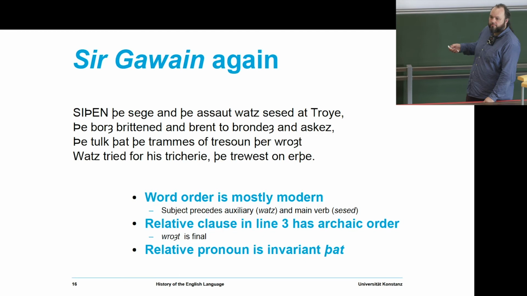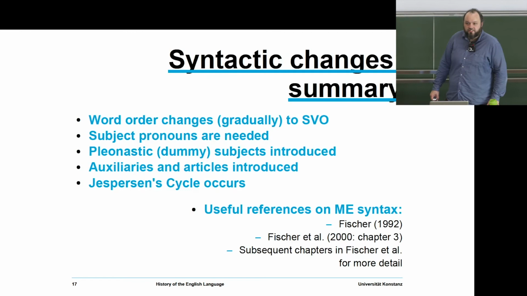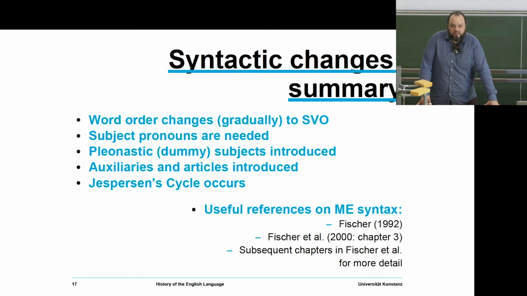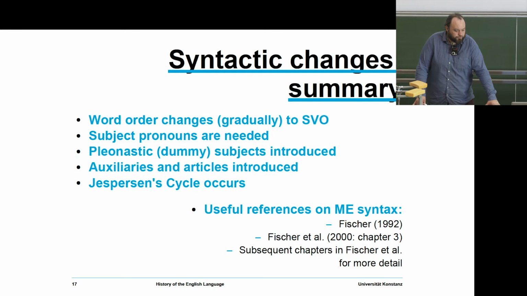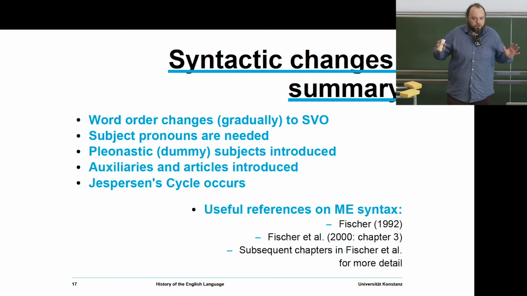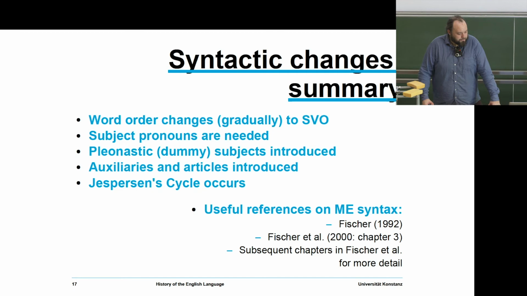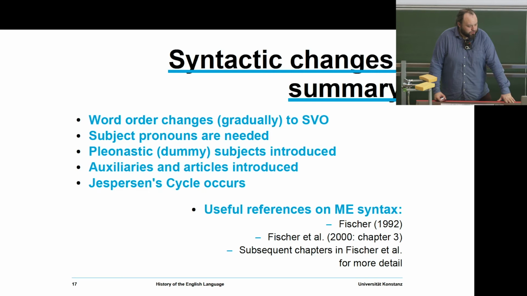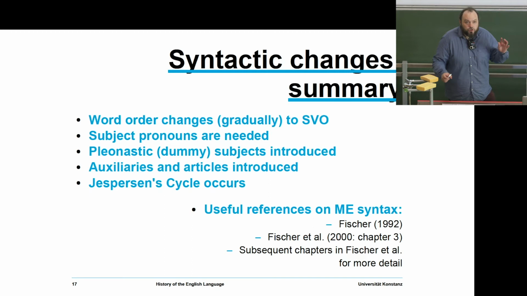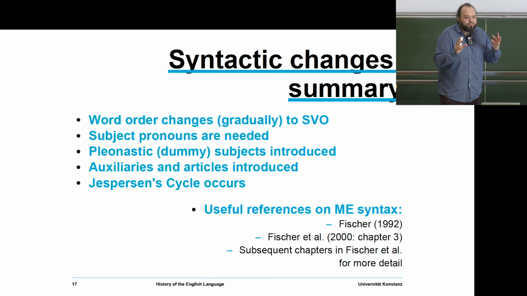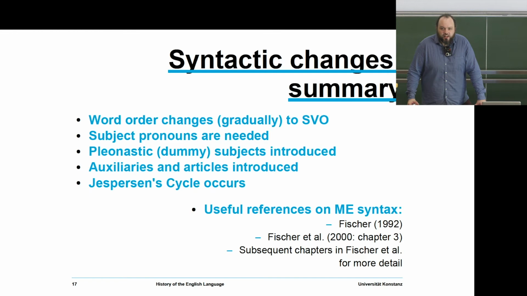So a quick summary of the syntactic changes that Middle English underwent. The word order is changing. It changes from V2 to SVO. The subject requirement becomes very firm. Every clause needs a subject in the nominative. We also get pleonastic subjects, dummy subjects, being introduced. We get auxiliaries being introduced. We get articles being introduced. We also get new conjunctions being introduced. So there's lots more of these little words, little invariant words, that are popping up to express meaning, where earlier the same nuances of meaning were expressed by morphology, by different inflectional endings.